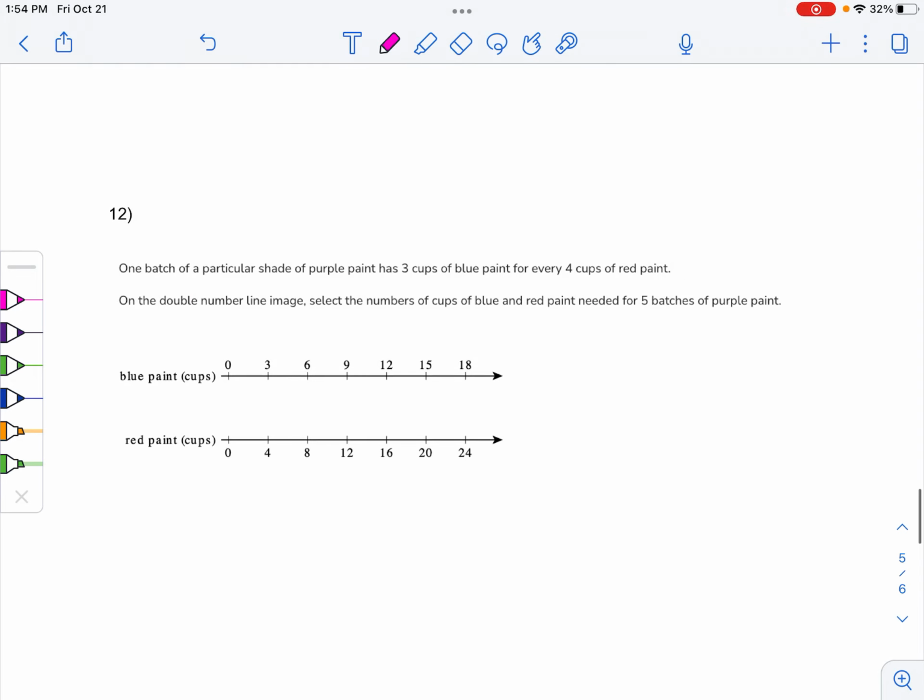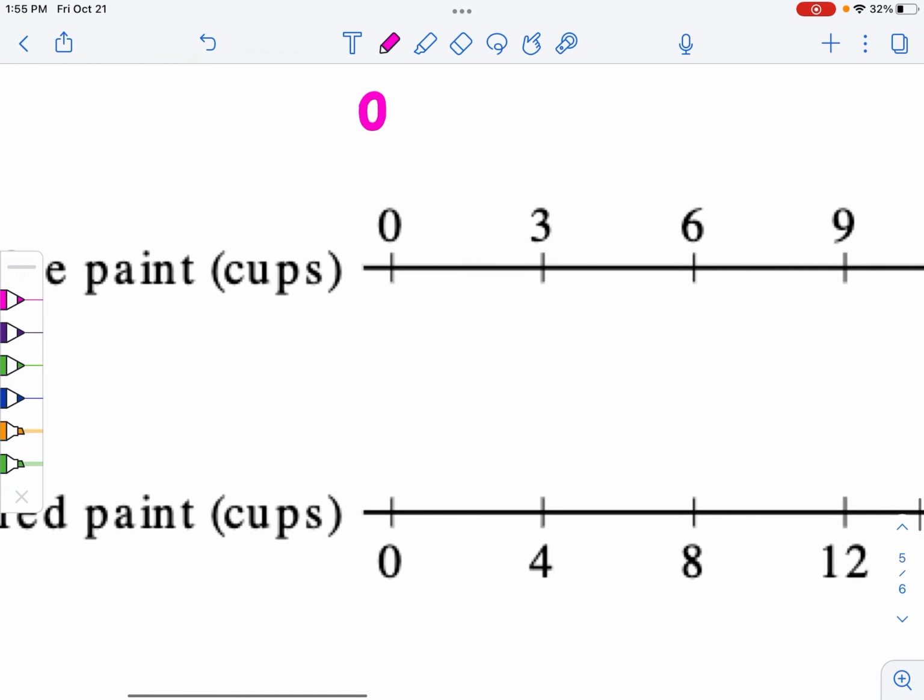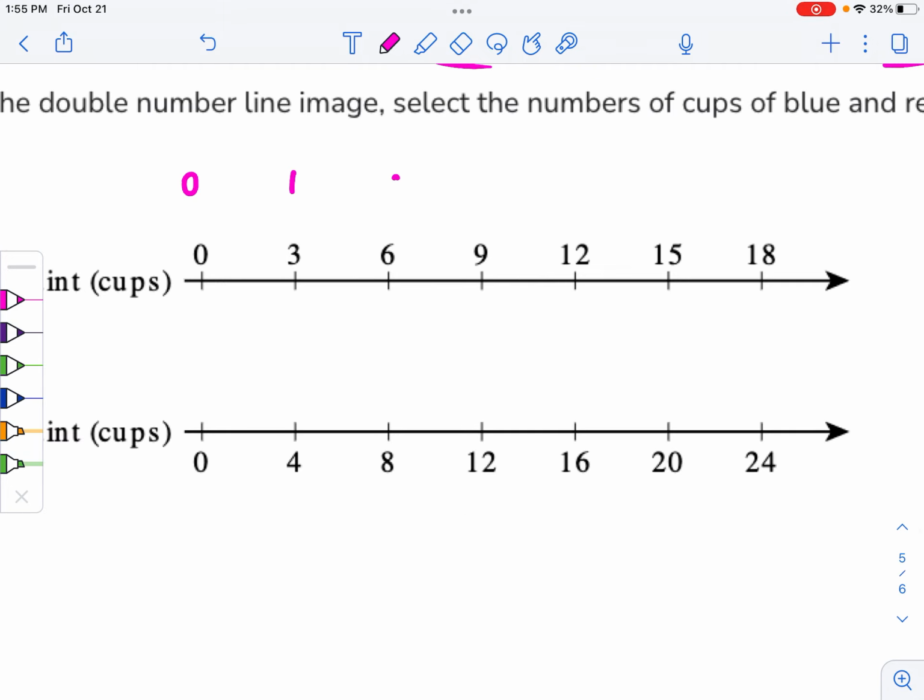I love it. 1 batch of a shade of purple paint has 3 cups of blue paint on a double number line. Okay, I need batch number 5. Oh, this is batch number 0. Now keep in mind, some students will call this batch number 1, and that's a big no. That's batch 0. So here's batch 1, 2, 3, 4, 5.